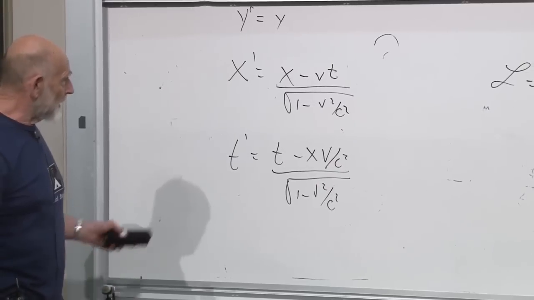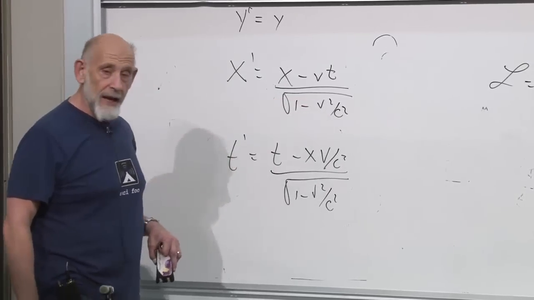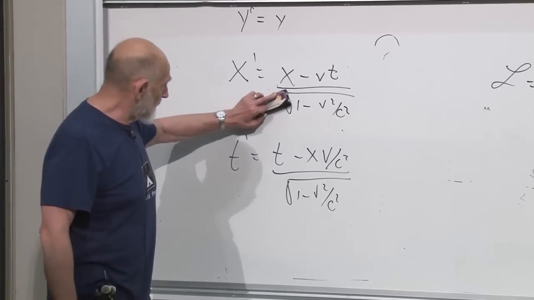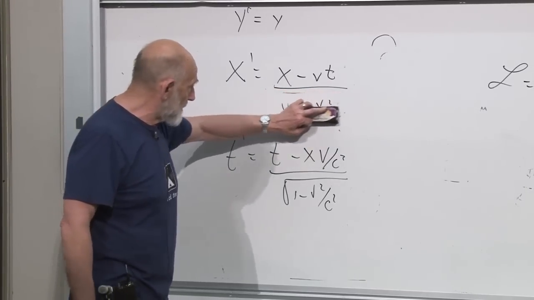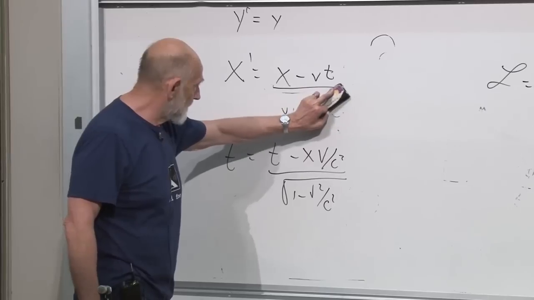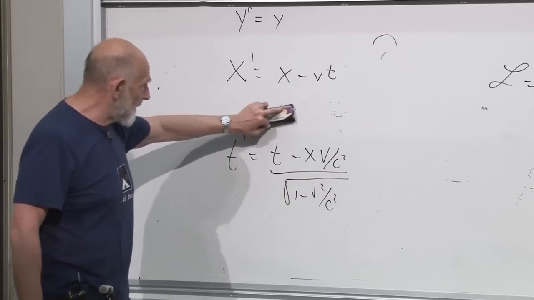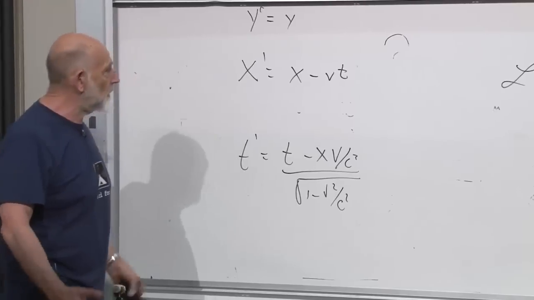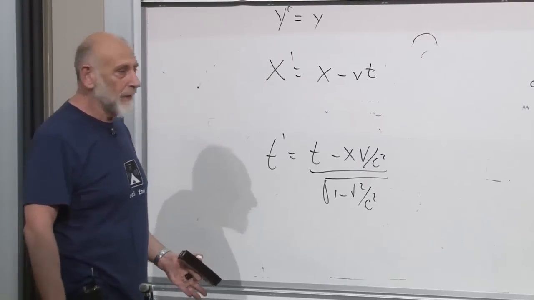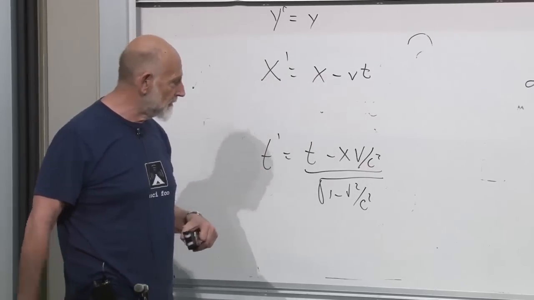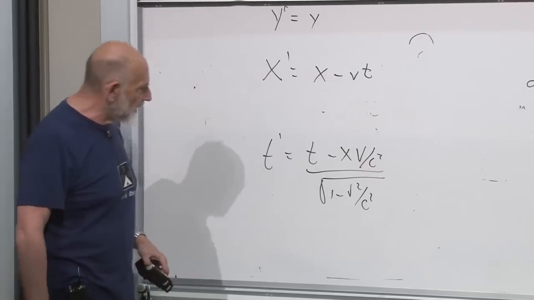What happens to them? Well, the square root in the denominator here just becomes 1. So it's just x prime is equal to x minus vt. Well, that's familiar. That's just the change of coordinate before anybody ever heard of the special theory of relativity. This is what they would have written down. What about this one over here?